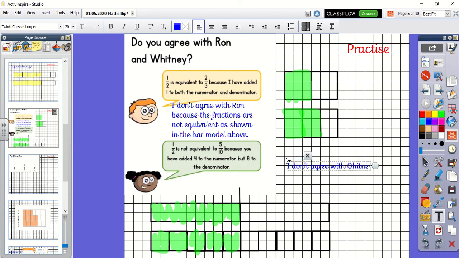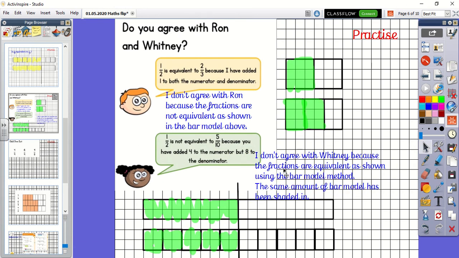Okay, so here I'm then going to say, I don't agree with Whitney, because the fractions are equivalent as shown using the bar model method. Okay, the same amount of parts, the same amount of bar model has been shaded in. So that's just saying that we've used the bar model and the same amount of the bar model has been shaded in.